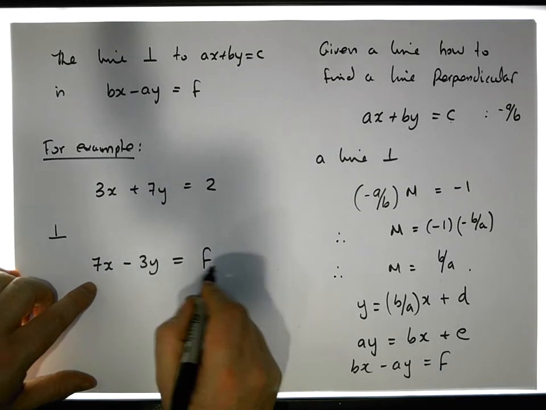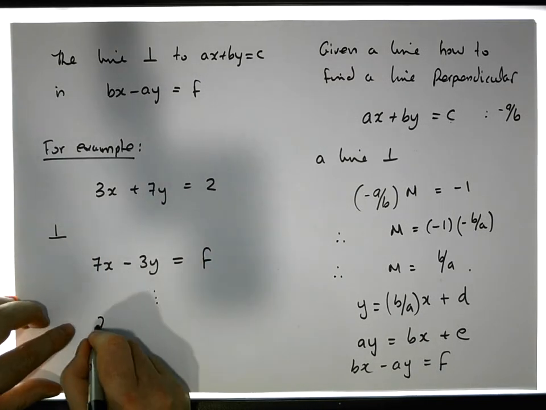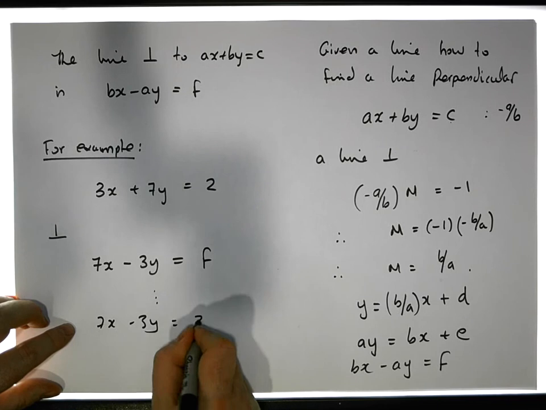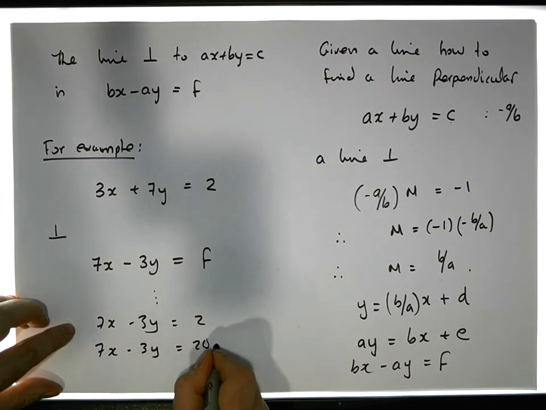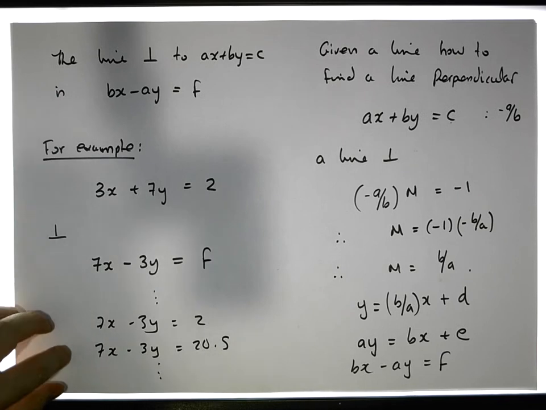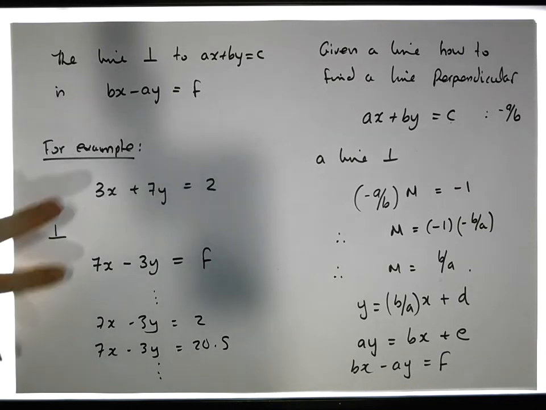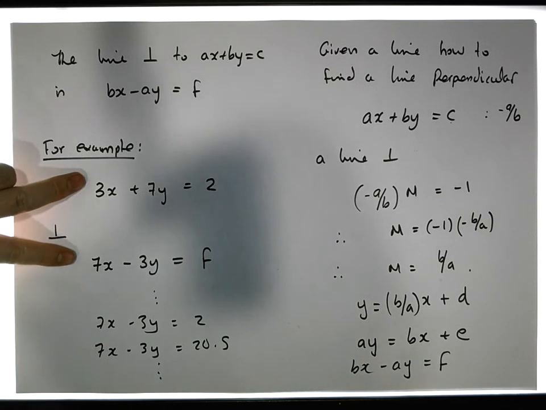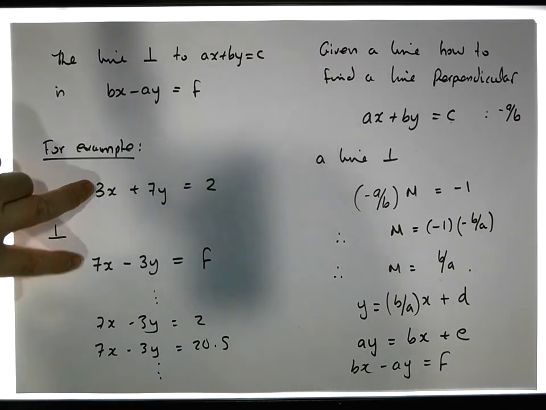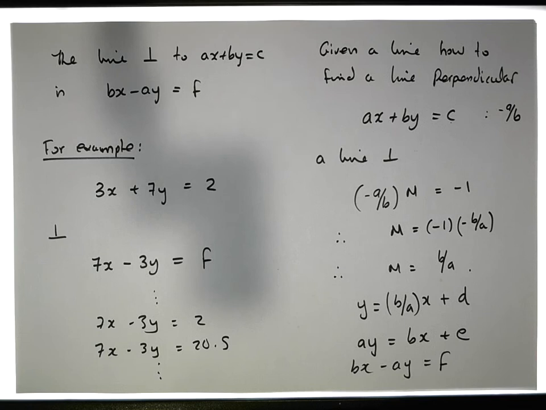So actually we have an infinite number of them. We could have 7x minus 3y is equal to 2, 7x minus 3y is equal to 20.5, and so on and so forth. But effectively we have lines that are perpendicular to each other, and there are many of them here.